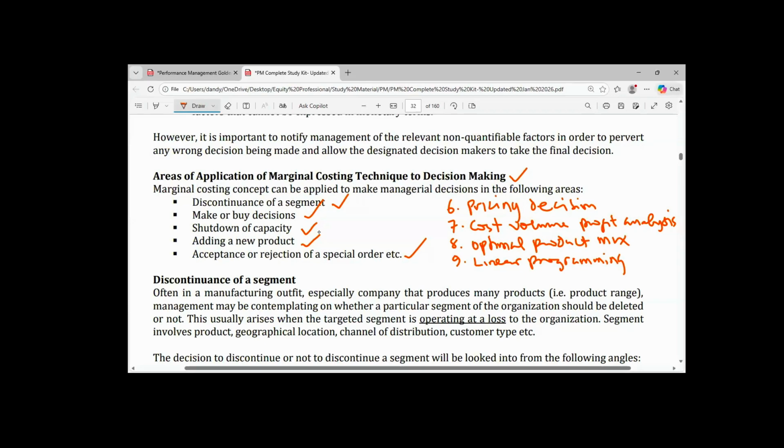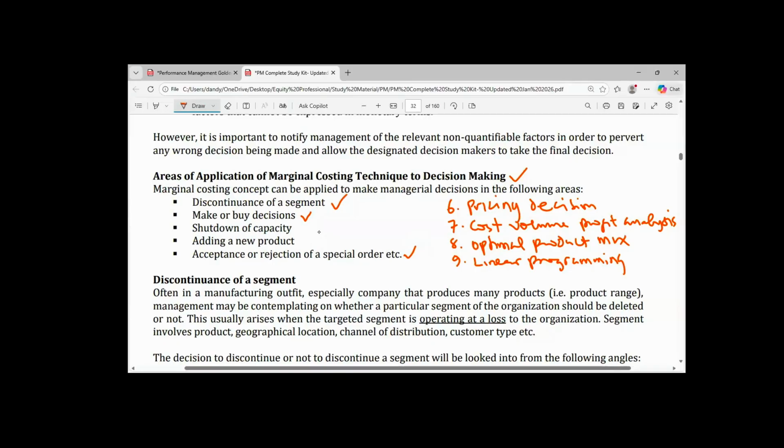These are the areas in which you can apply the principle of marginal costing technique to aid managerial decision. Now, for the purpose of this class, our focus will be on three line items: deleting of a segment, make or buy decision, and then special order. These are the three areas we are going to discuss. Every other one, we will talk about when we get there.